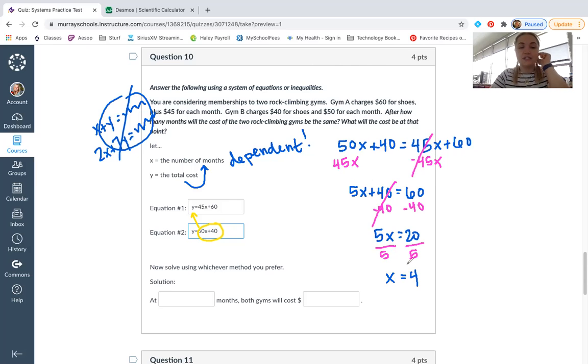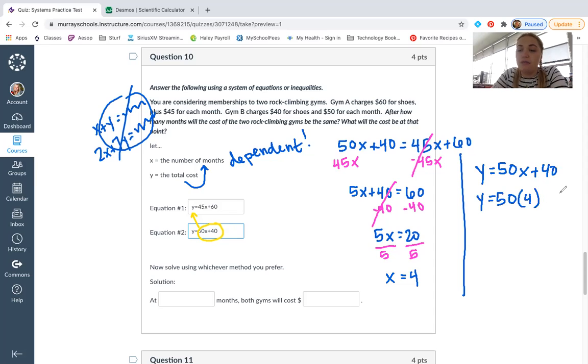So I've got half of my answer. The first half of my answer is talking about months. So I know that this is going to be 4 months here. Then I can replace it into either one of these equations. I'm just going to go to the equation that I had circled originally. So y equals 50x plus 40. But instead of 50x plus 40, that is going to be 50 times 4 plus 40. Now 50 times 4 is 200. So that will be 240.